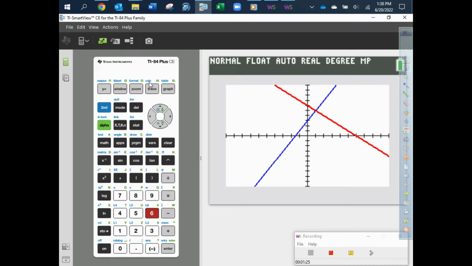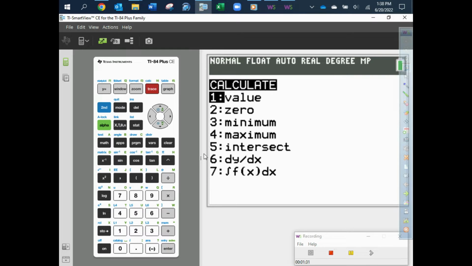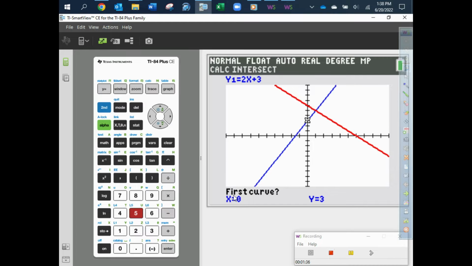Remember, old school calculation menu, you have to hit second, calculate right here, and option 5 is to see where they intersect, so I'm going to just hit 5. And then your calculator is going to ask you some questions. They say, what are the two curves, which are the graphs, the two lines in this case, that you want? First curve, I want it to be the blue one, so I just hit enter. Second curve, I just hit enter. And then they ask me to guess where it's at.